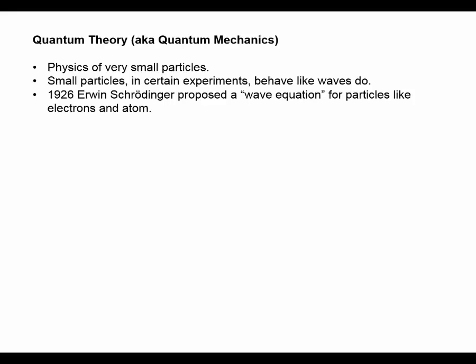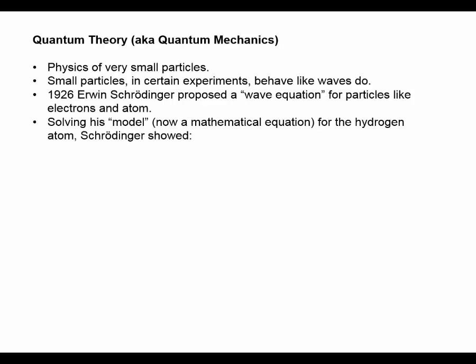Wave equations were known in physics for a long time to describe the behavior of actual waves, like on the surface of water or in a violin string. But this was a new wave equation because it was the wave equation that was appropriate for particles like electrons and atoms. And so Schrödinger applied his wave equation. He solved his model, and I call it a model.